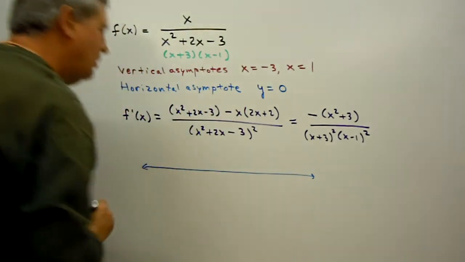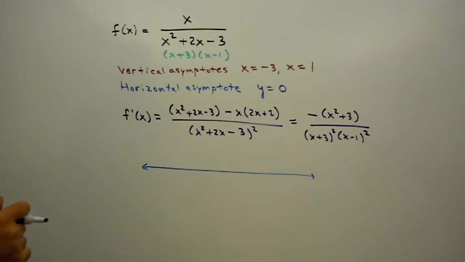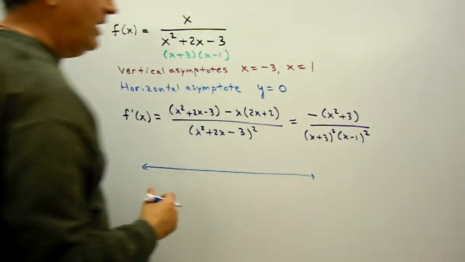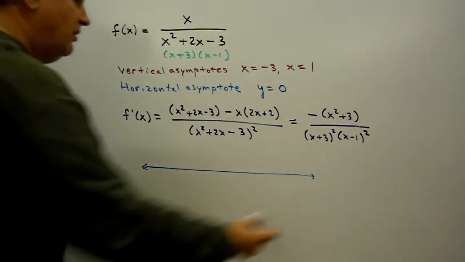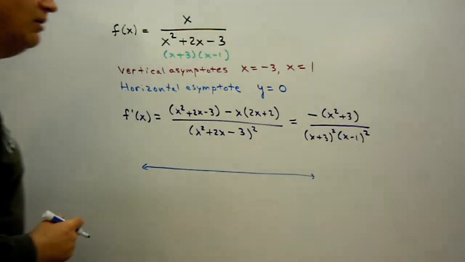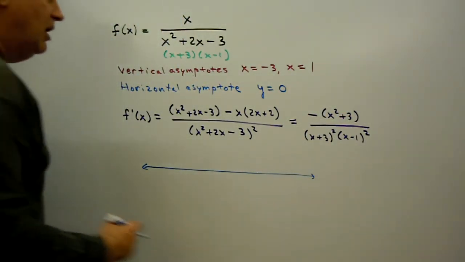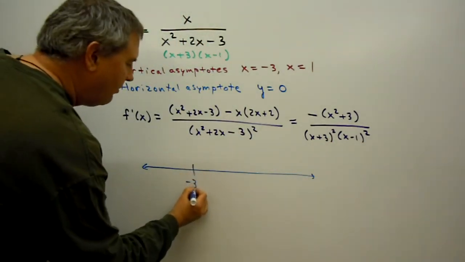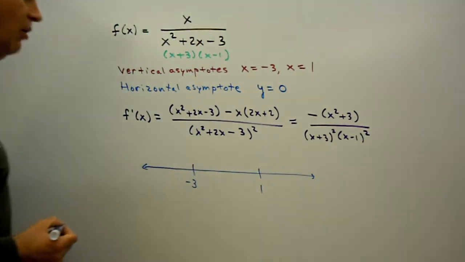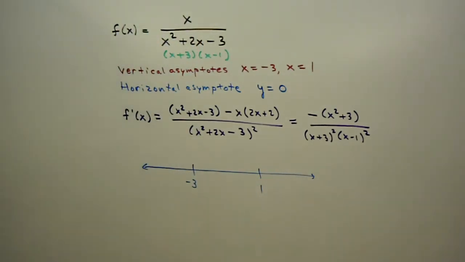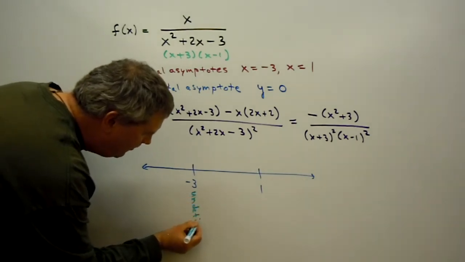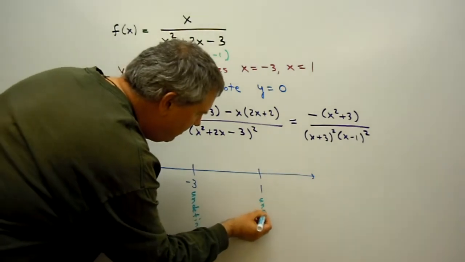And if we do a first derivative analysis of this function, we have critical values which are going to be anywhere where the first derivative is equal to 0. There are no such values because x squared plus 3 is always positive, and therefore with the negative sign, the entire numerator is always going to be negative. However, there are two values where you're still undefined, at negative 3 and at 1. So the function is going to be actually undefined at these two values. We'll indicate undefined and undefined.